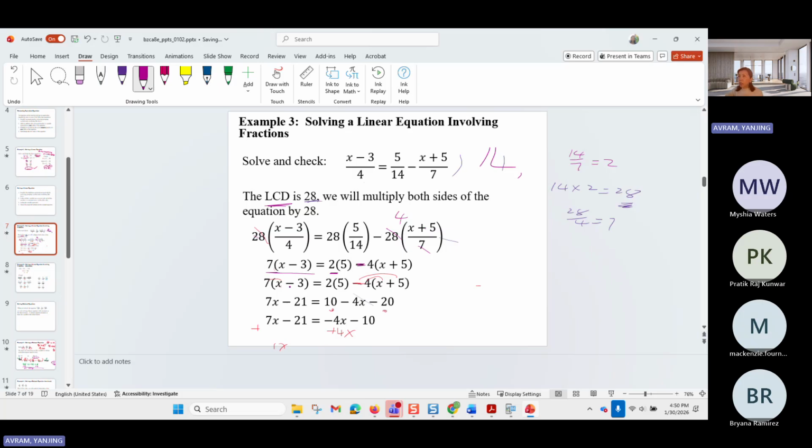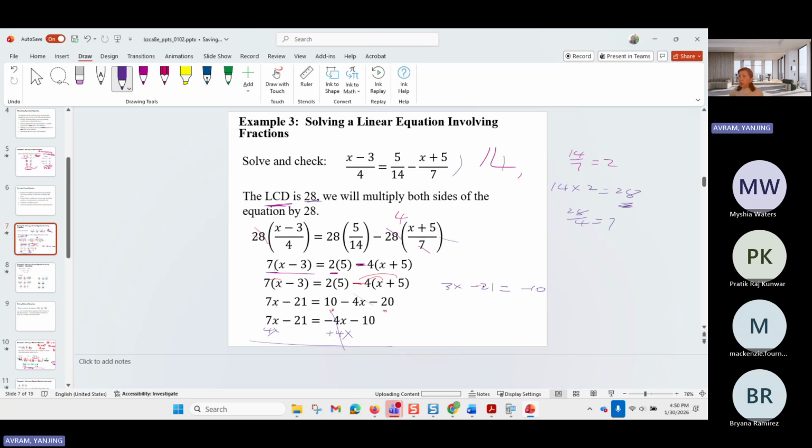And then the next step, you just get rid of the denominators and parentheses, and distribute it in. So 7 times x, 7x, 7 times 3, 21. After you multiply it in here, you will need to move x to one side, numbers to the other side. So you're going to add 4x on both sides, and then this will be canceled out. So this will be 3x minus 21 equal to negative 10.